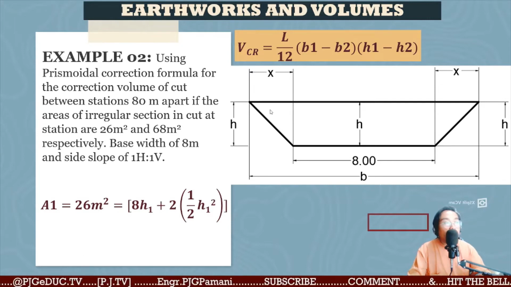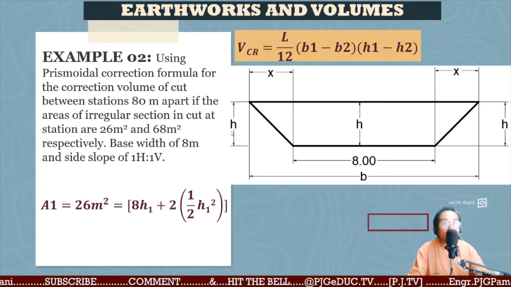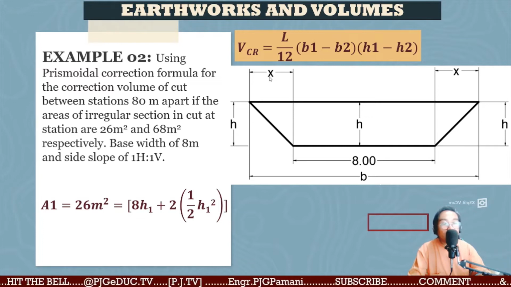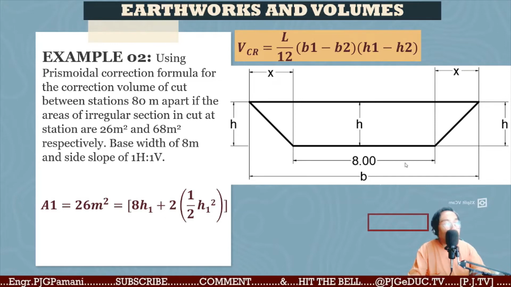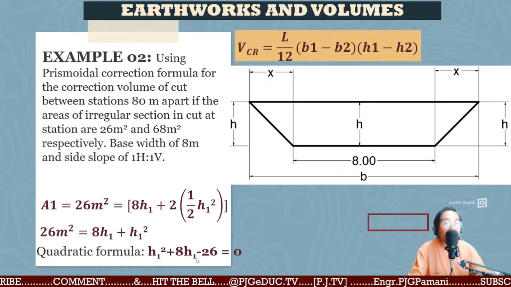That is why the slope is 1:1: 1 vertical, 1 horizontal. So if 1H, it should be 1X. If they have the same dimension, they have the same slope, meaning X is also equal to H. So H1 squared, 1/2 H1 squared times 2. Those are two right triangles.